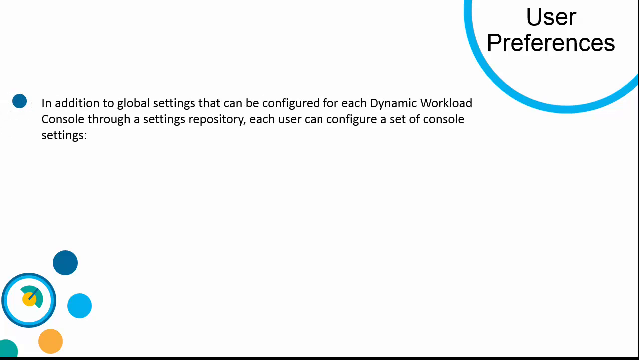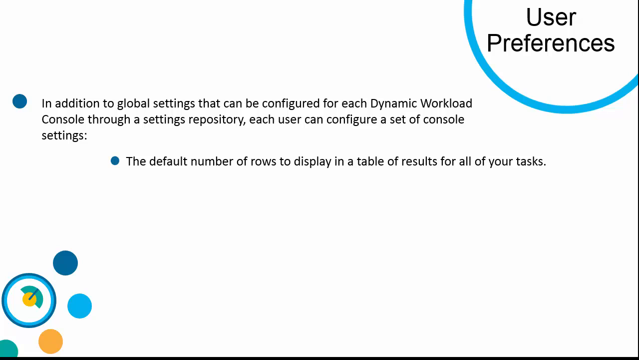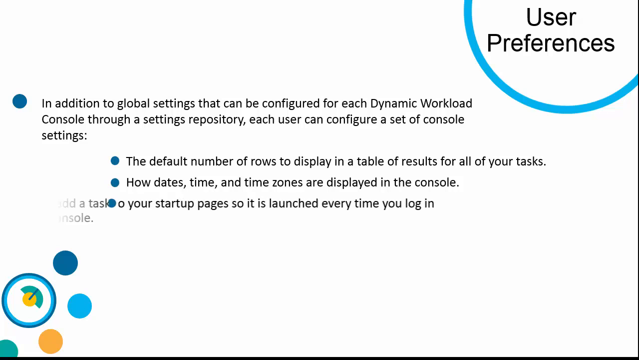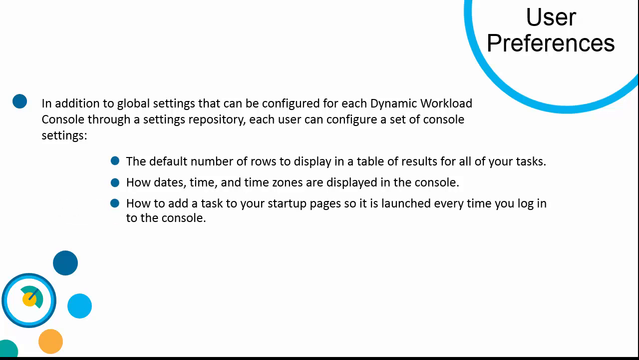In addition to global settings that can be configured for each Dynamic Workload Console through a settings repository, each user can configure a set of console settings. The default number of rows to display in a table of results for all your tasks, how dates, time, and time zones are displayed in the console, how to add a task to your startup pages so it's launched every time you log into the console, and how to add frequent tasks to favorites.